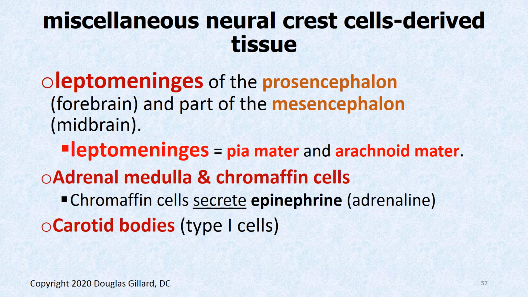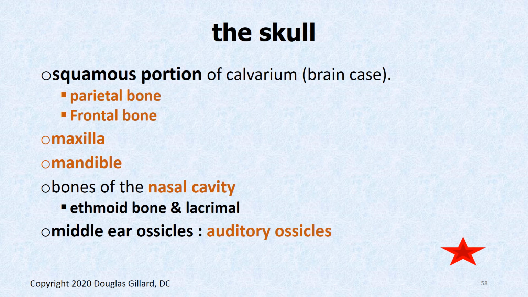The adrenal gland, specifically the adrenal medulla, is also derived from neural crest cells, as well as the most important cell of the adrenal medulla, which is the chromaffin cell. Chromaffin cells are super important because they secrete epinephrine, aka, what's the aka for epinephrine? Adrenaline. So that's really important. Carotid bodies, which you'll learn about, type 1 cells specifically, are also derived from neural crest cells.